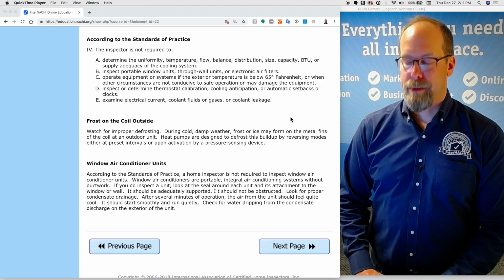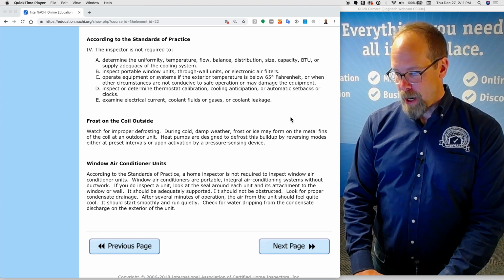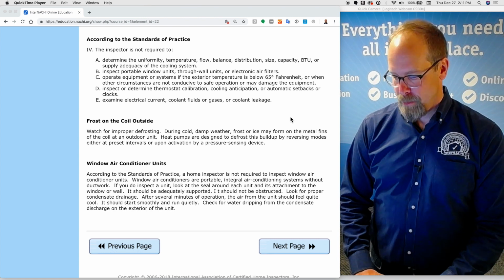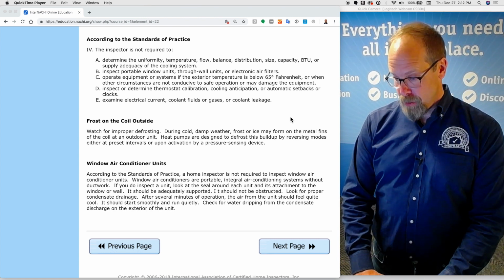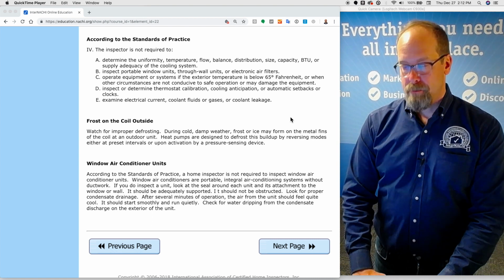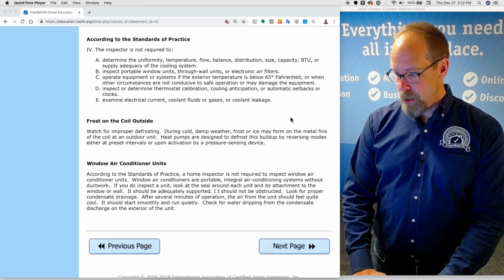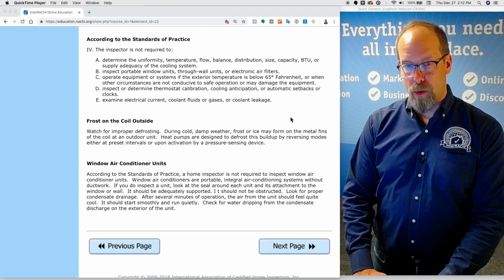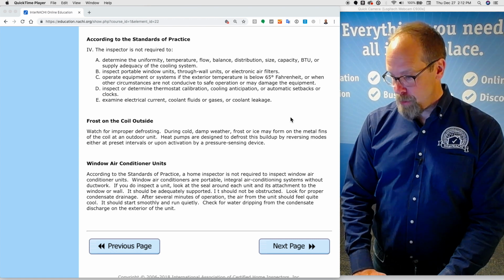Window air conditioner units. According to the standards of practice, a home inspector is not required to inspect window air conditioner units. Window air conditioners are portable, integral air conditioning systems without ductwork. If you do inspect a unit, look at the seal around each unit and its attachment to the window or the wall. It should be adequately supported. It should not be obstructed.